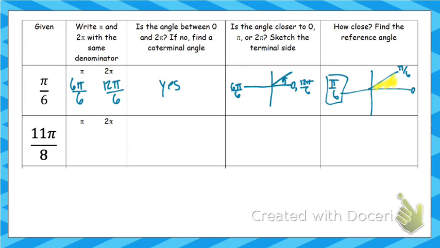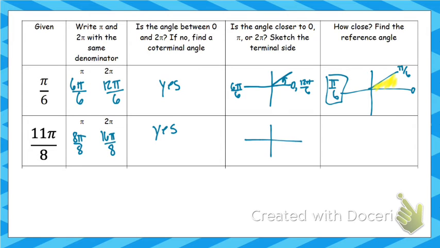All right, let's try another one. Again, let's write 1 pi with the same denominator. So something over 8, this has to be 8 pi over 8. So whenever we write 1 pi, those numbers are always going to be the same. The number at the bottom is whatever the original denominator was. 2 pi has the same denominator. Since it's 2 pi, the top number is going to be double that number. All right, so now let's see, do we need a coterminal angle? Okay, is 11 pi over 8 in between 0 and 16 pi over 8? Yes, it is. So we do not need to find a coterminal angle.